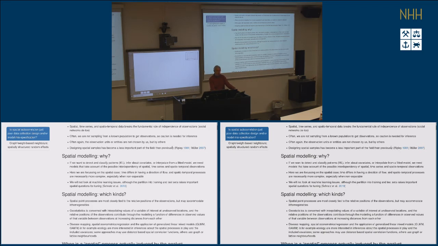In ecology, it can be difficult to design data collection because for some of the data you can control data collection. For other data, you're a taker, so you're taking remote sensing data, where maybe the instruments were designed for some general purpose, but not necessarily.